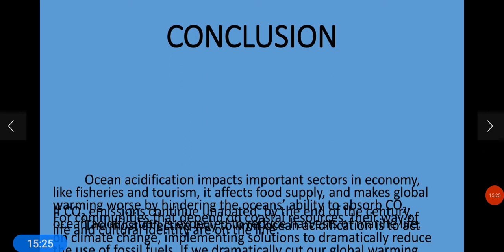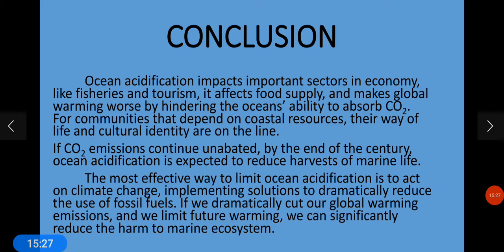So my conclusion, ocean acidification impacts important sectors in the economy like fisheries and tourism. It affects food supply and makes global warming worse by hindering the ocean's ability to absorb carbon dioxide. For communities that depend on coastal resources, their way of life and cultural identity are on the line. If carbon dioxide emissions continue unabated by the end of the century, ocean acidification is expected to reduce harvest of marine life.